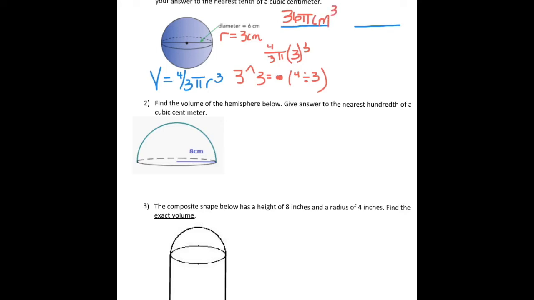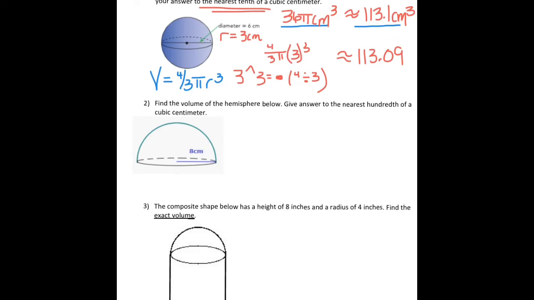centimeters cubed. Now I also need to give my answer to the nearest tenth, so I'm going to take 36 and multiply it by pi to get that answer to the nearest tenth. So when I take 36 times pi, I get about 113.09, which rounded to the nearest tenth is approximately 113.1 centimeters cubed. Okay.